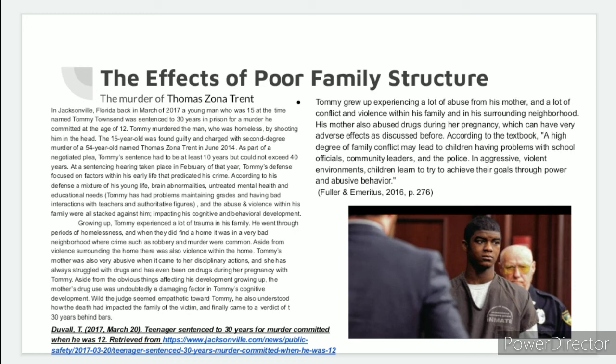According to our textbook, a high degree of family conflict may lead to children having problems with school officials, community leaders, and the police. In aggressive, violent environments, children learn to try and achieve their goals through power and abusive behavior. Fuller and Emuterus, 2016, page 276.